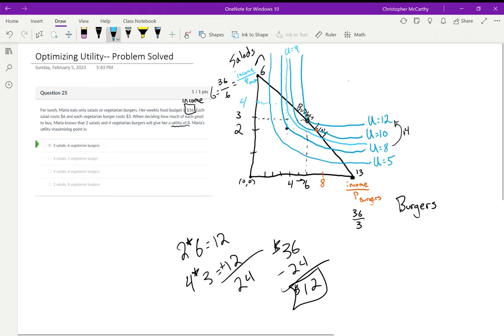So again, if we increase the consumption of just one of the goods, then yes, the utility is going to increase, but it's not going to be that maximized utility of getting 12, which happens by increasing both of them proportionally. All right, I hope that helps.